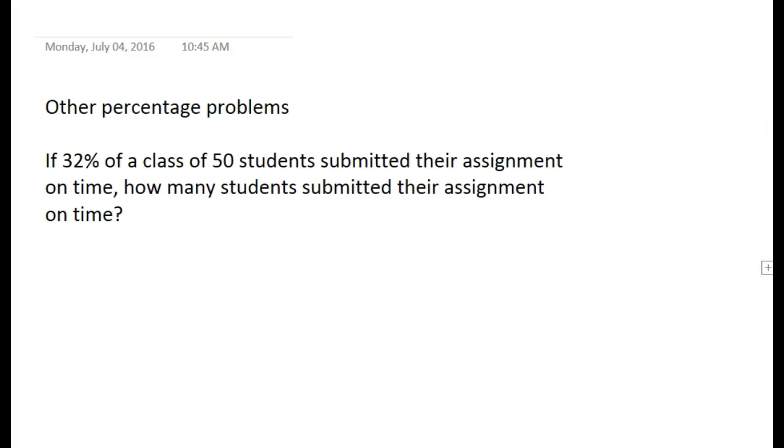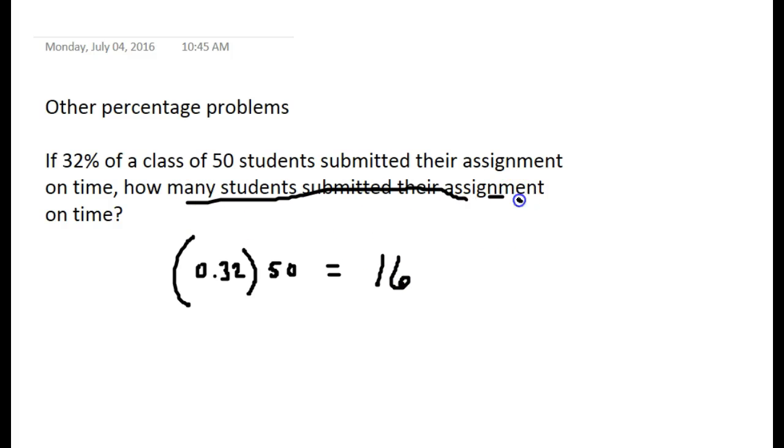Let's look at another one of these. If 32% of a class of 50 students submitted their assignment on time, how many students submitted their assignment on time? 32% of, so 32% times 50, I'm going to put it in decimal form, 0.32 times 50 would equal 16. So 16 students submitted their assignment on time. All there is to it.